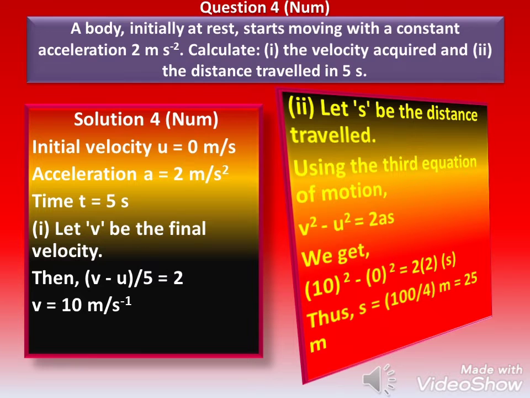Now the second part. Let s be the distance travelled. We have the equation v square minus u square is equal to 2as. By substituting the value for v as 10, u as 0, a as 2, we will get the value for s is equal to 25 meter.